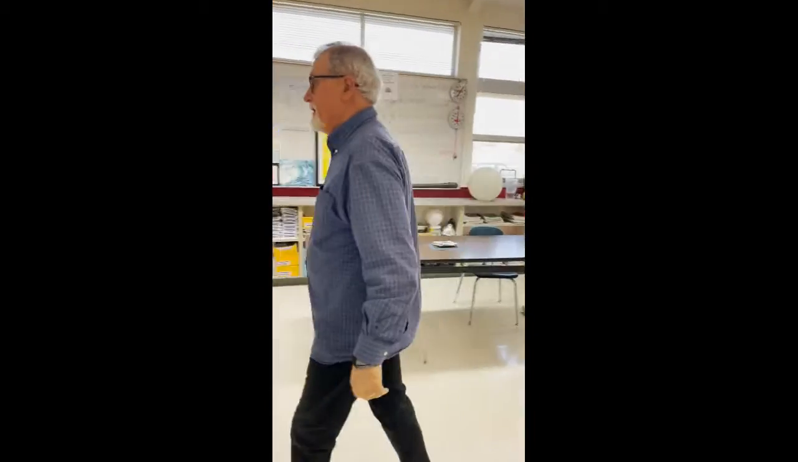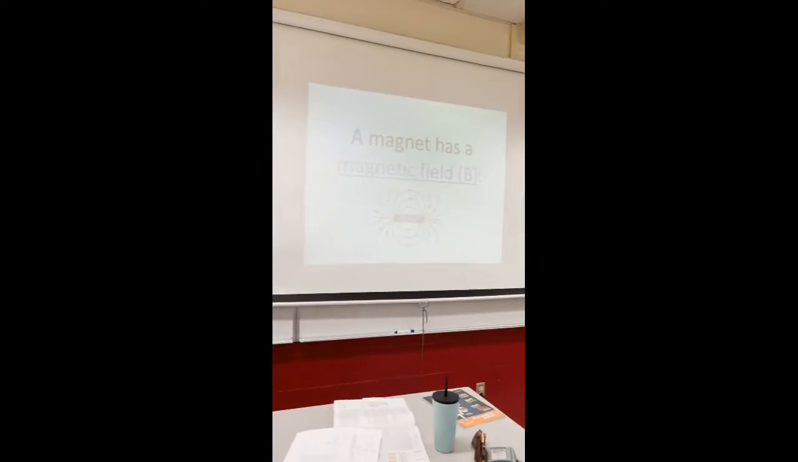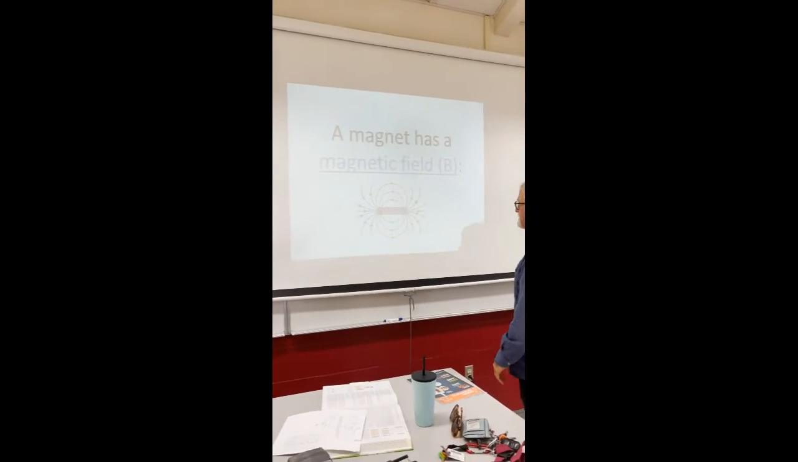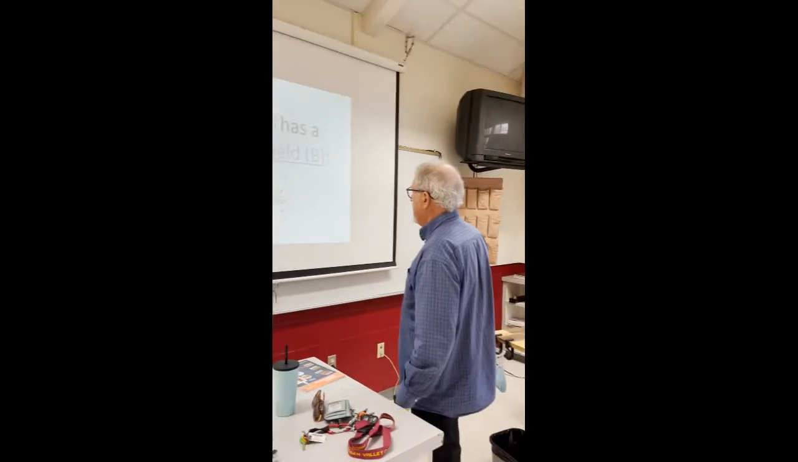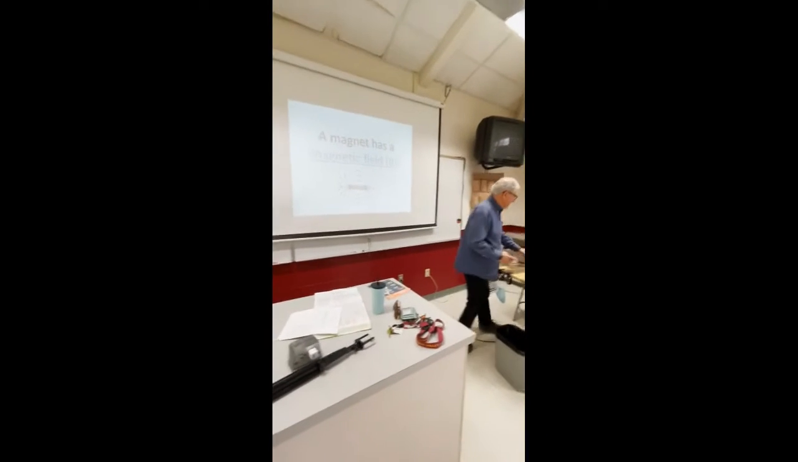Okay, go. All right, a magnet has a magnetic field, and the symbol for the magnetic field is a capital letter B. Don't know why. And we saw this with the iron filings that we did a while back.